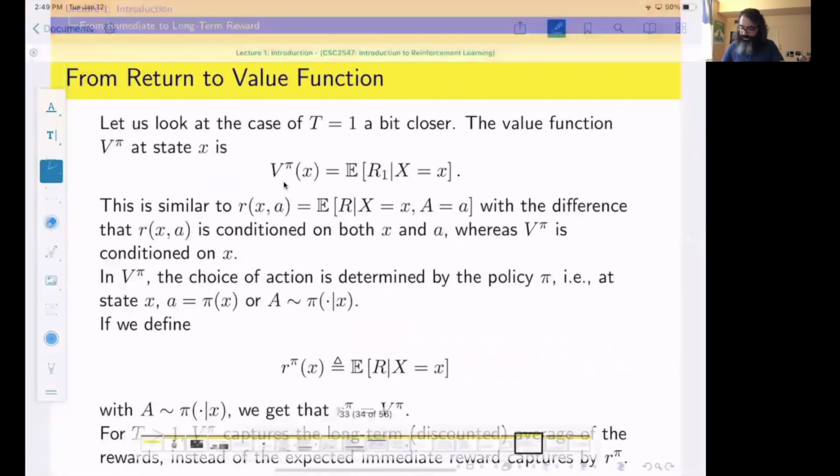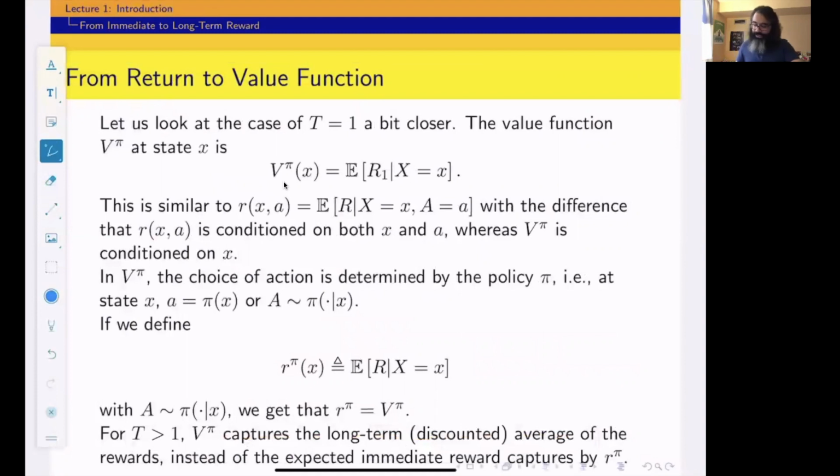Okay, so let's see some comparison. Let's look at the case of t equal to 1 a bit closer, which is the same as the immediate reward case. So the value function V of x at state x is the expectation of R1 conditioned on x. If we compare it with what we had in the immediate reward maximization case, remember that we had R of x and a. That was essentially this conditional expectation.